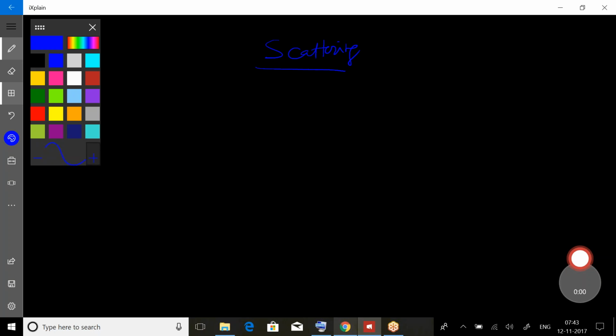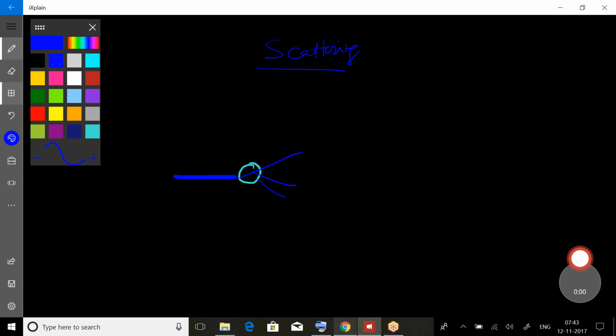So this is my laser. I'll go back again to the laser. Now I'll just be drawing the cell and the laser. So here is the cell. The laser is interacting with the cell, and the scattering happens. I'll talk about the scattering.